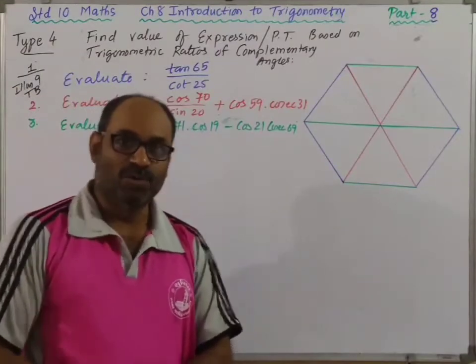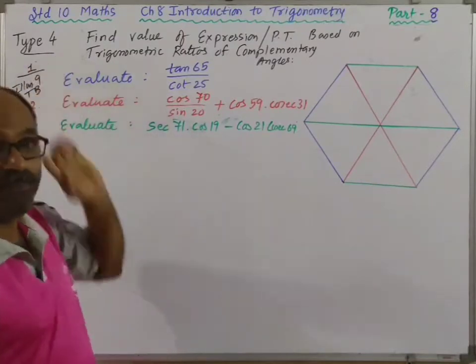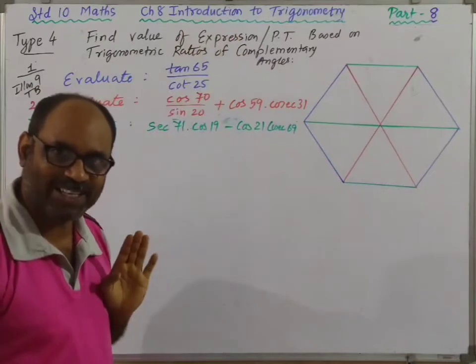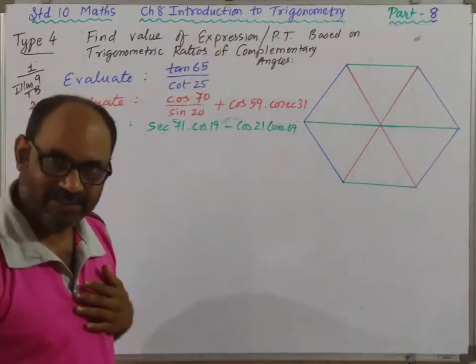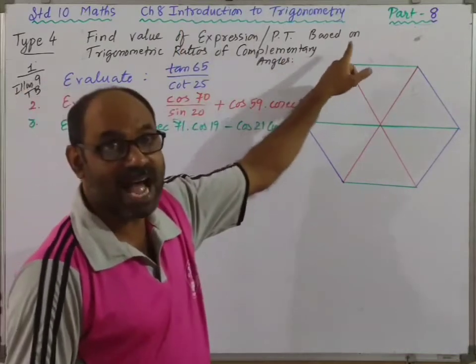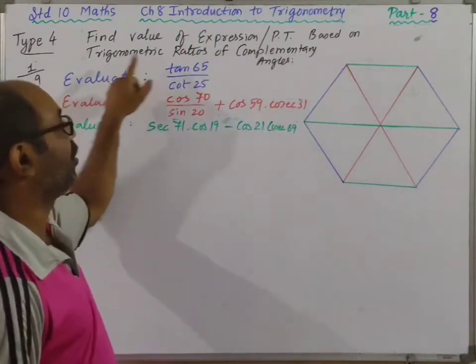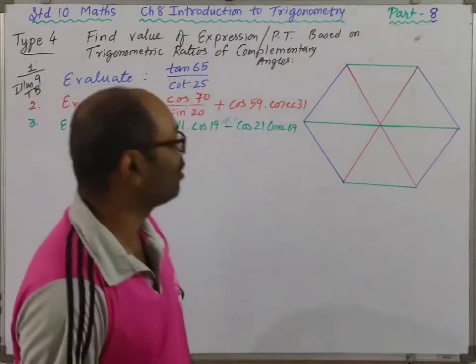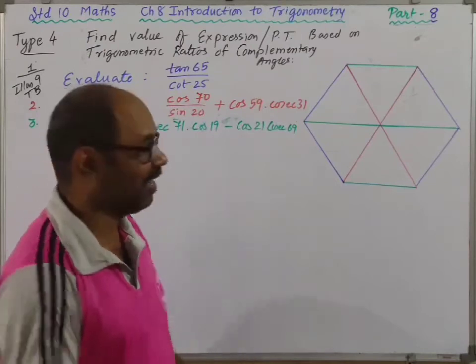Alright children, then we move to the next type, and that is type 4. Here also you have to find the value of an expression or prove that. And there is one more, you have to express in other form. But these sums are based on trigonometric ratios of complementary angles. Yaad karo children, trigonometric ratios of complementary angles.